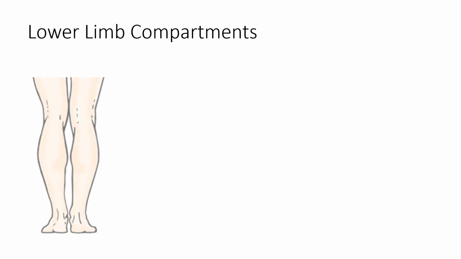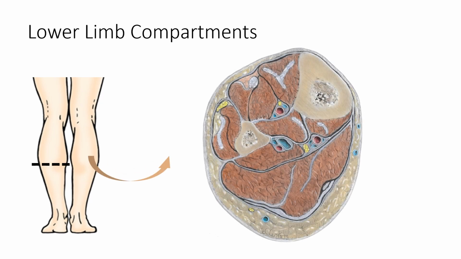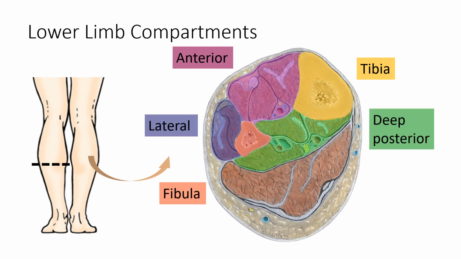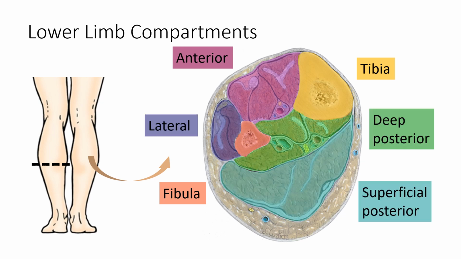All right, so now we're going to move on and talk about the leg. So let's just talk very briefly about compartments of the lower limb. If we have a posterior view of the leg and we were to take a cross section at this level, this is what we should see. So to orient you, we have our tibia, our fibula, and we have our anterior compartment, our lateral compartment, our deep posterior compartment, and our superficial posterior compartment.